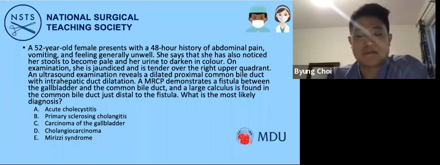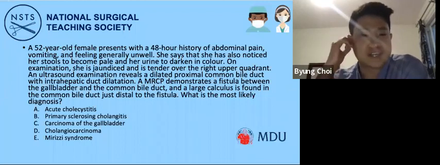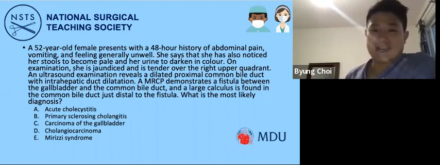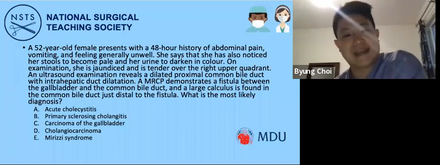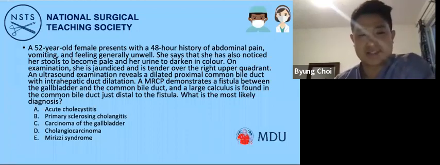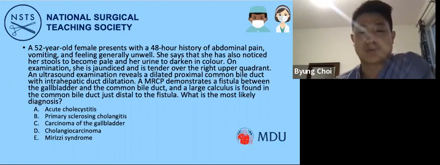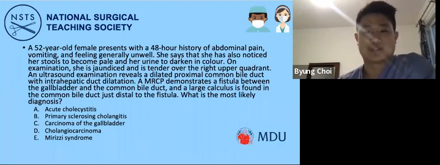So a 52-year-old female presents with a 48-hour history of abdominal pain, vomiting, and is feeling generally unwell. She says that she has also noticed her stools to become pale and her urine to darken in color. On examination, she's jaundiced and is tender over the right upper quadrant. An ultrasound examination reveals a dilated proximal common bile duct with intrahepatic duct dilatation. MRCP demonstrates a fistula between the gallbladder and common bile duct, and a large calculus is found in the common bile duct just distal to the fistula. What is the most likely diagnosis here?